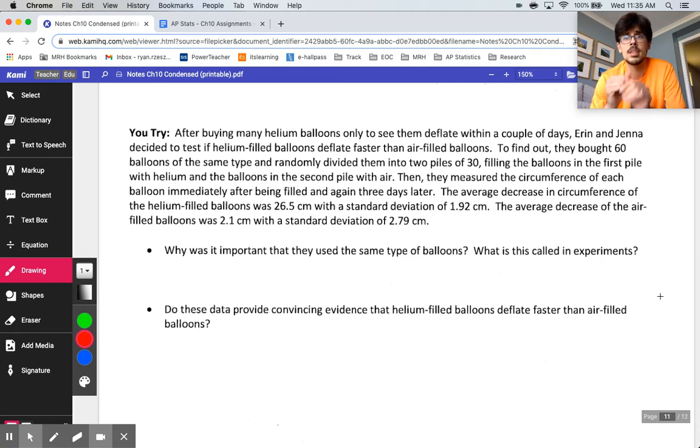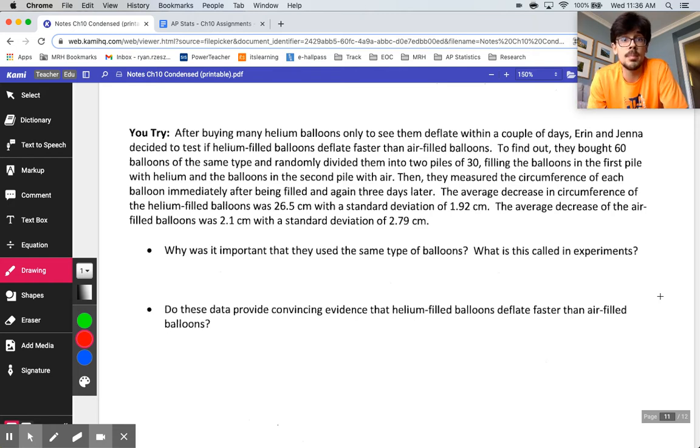So it's not like they have the stretchy balloons and then those foily, I don't know which they're called, the birthday balloons with the almost aluminum foil. That's all the same, whatever they chose to do there. I'm picturing just your traditional birthday stretchy balloons. And they decided to take those 60 balloons that they purchased and randomly divide them into two sets of 30.